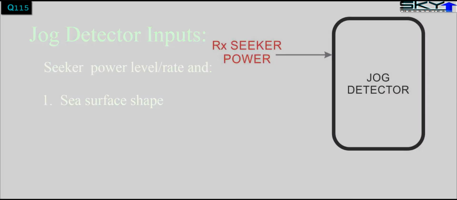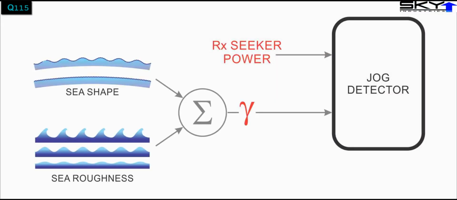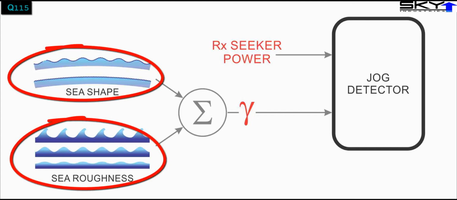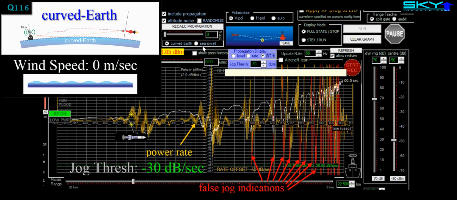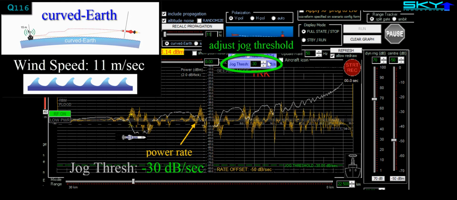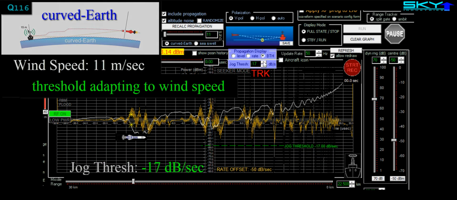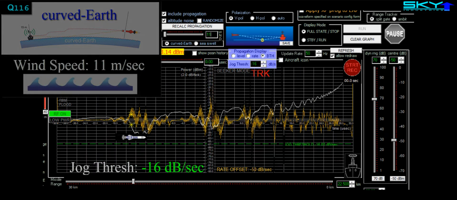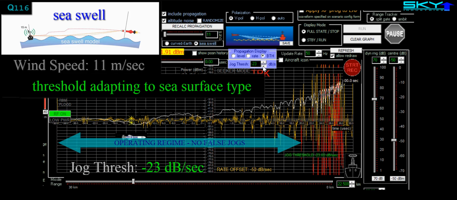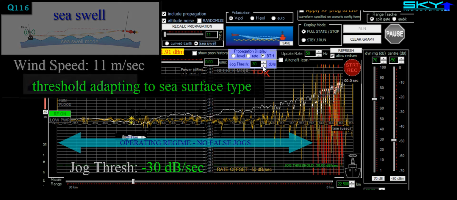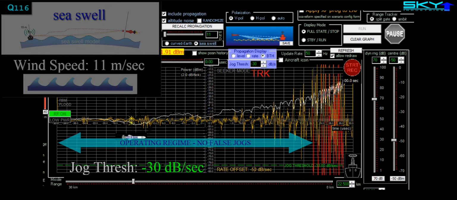Now, alternatively to either of those two inputs, a single input might be provided, which is a proxy for propagation null depth, a single number which represents the combined effect of surface reflections and surface roughness. These inputs could be used to adaptively adjust the jog indication power rate threshold or other parameters in a more sophisticated jog detector. It might then be possible to define the jog detector operating regime and to apply or attach a correct confidence assessment to each jog indication for use by the system which uses the jog detector, for example, a cognitive jammer.